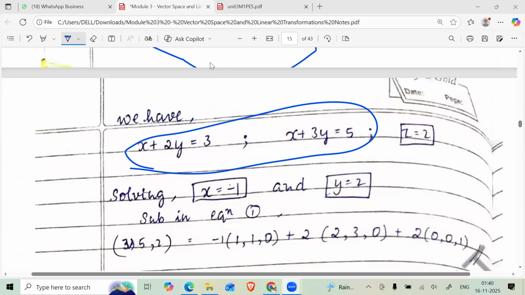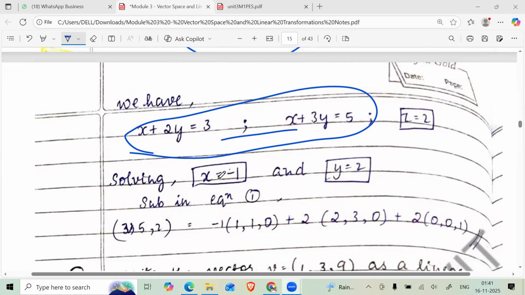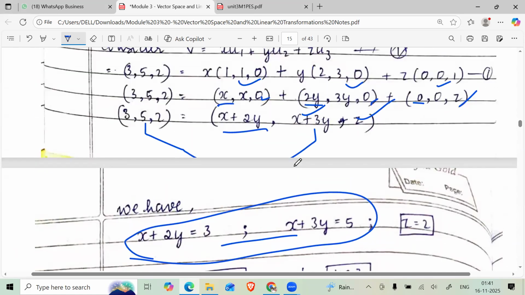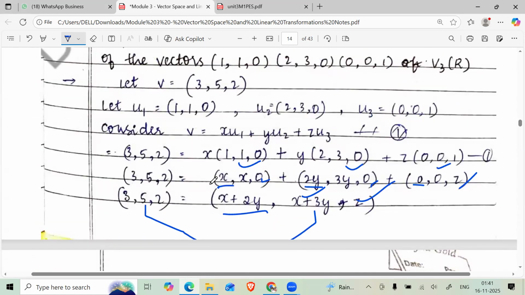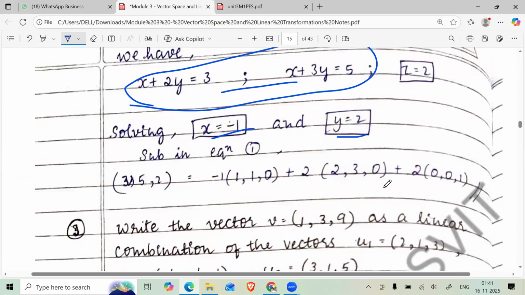Please let me know in the chat option. If you don't know, it is mode, equation, 5. Then you have to press 1. Perfect. Then once you get x is equal to 1 and y is equal to 2, see here, you got x, 0, right? There you put the value of x. 2y, 3y, 0, and there you put the value of y and z. That's it. Done.